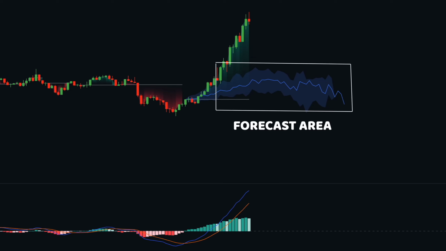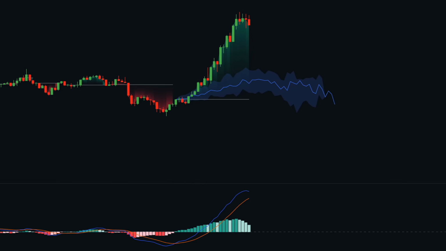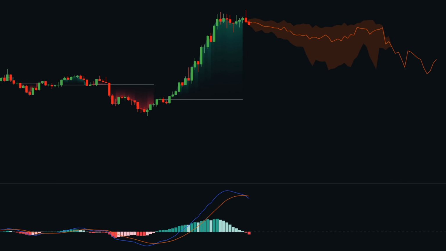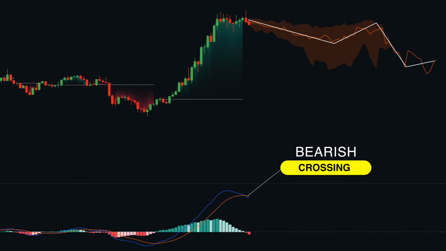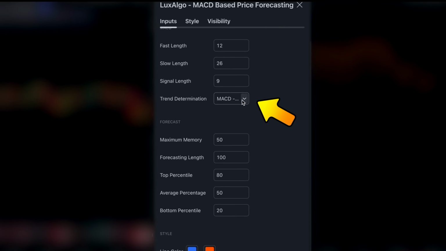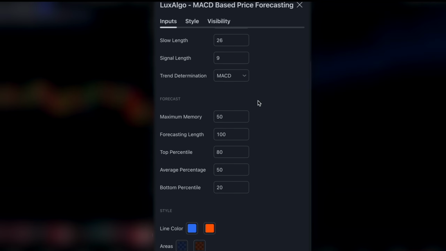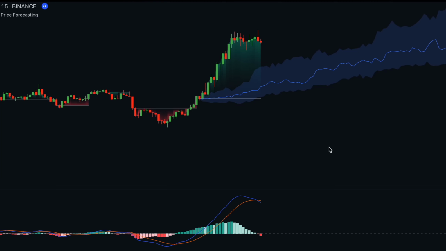The essence of this indicator lies in its ability to offer a generalized view of how prices might evolve after certain MACD signals are triggered. It achieves this by analyzing previous price movements following specific MACD signals and constructing forecasts based on these historical patterns. You have the flexibility to adjust the conditions for generating MACD signals through the trend determination settings, which can be based on the MACD's positive or negative status or its position relative to the signal line, indicating uptrends or downtrends.